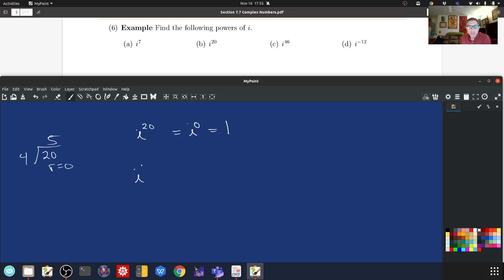Let's do i to the 46. So we come over here and divide 46 by 4. It has remainder 2. So this is the same as i squared, which is minus 1.